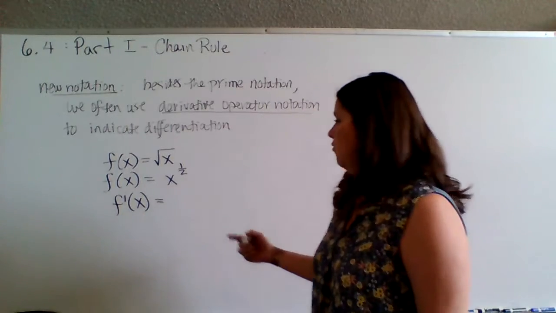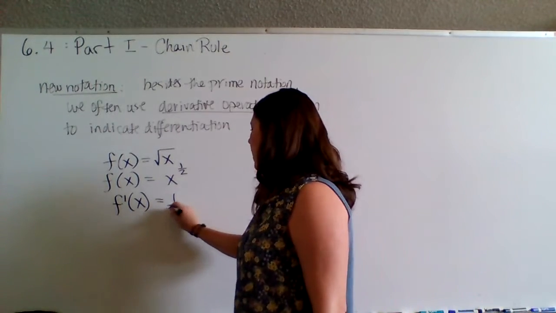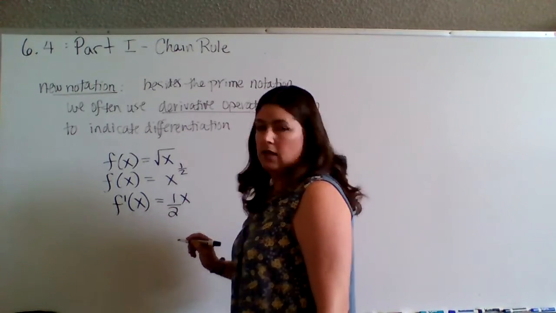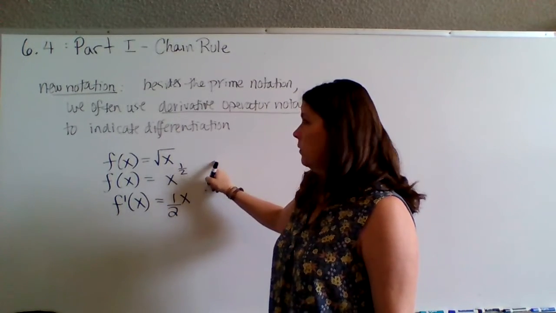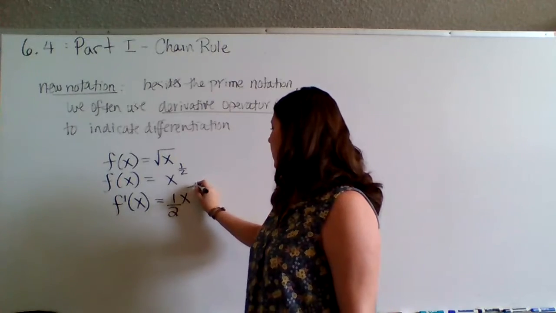So you're going to say f prime of x equals, we're going to pull that power down. We're going to leave the x as the big base alone, but we're going to decrease the power by 1. So 1/2 minus 1, so 1/2 minus 2/2 will give us negative 1/2.